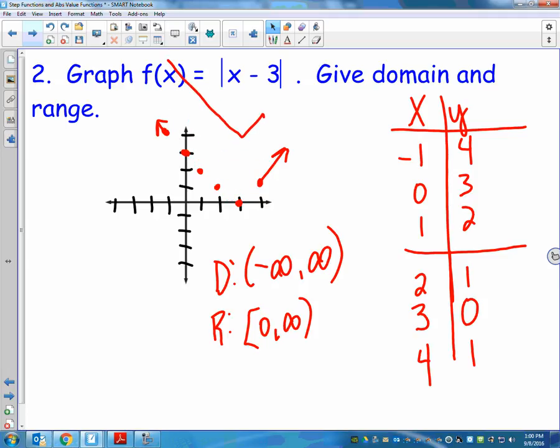I moved it up like this. So if my V started way up here, like let's say it started at 4, then my range would be 4 to infinity. Or maybe it would move down here, right? Wherever that lowest y value is on your graph, that's where your range is going to start. So as long as it's on the x-axis, it'll start at 0, but it could move up and down. Okay?